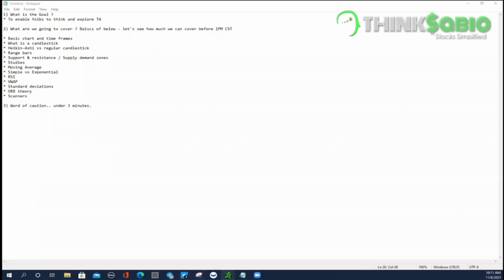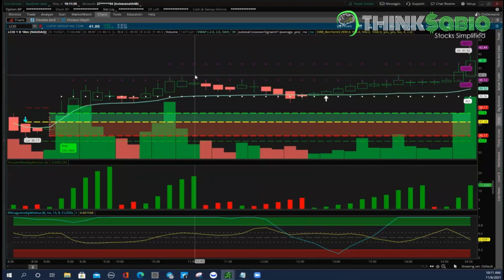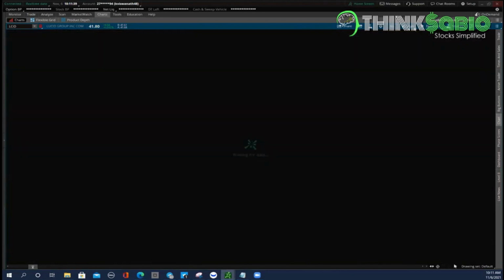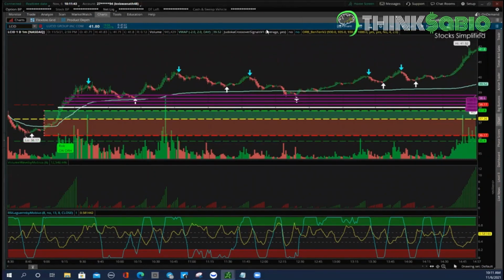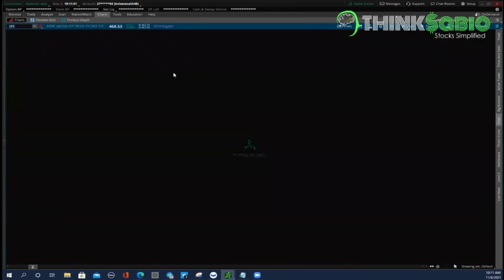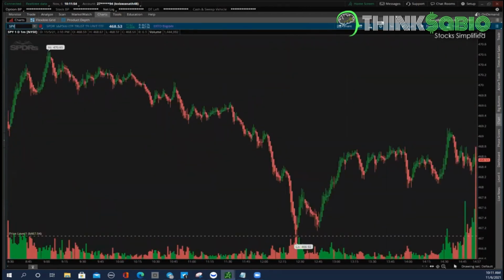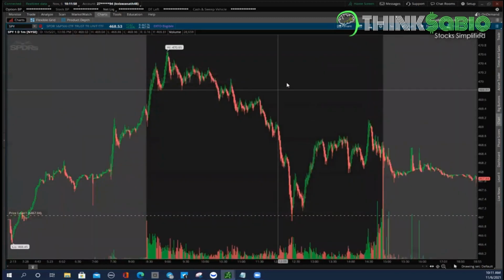So let's get started. I'm going to share my screen here with thinkorswim, and I'm going to go back and clear up every single thing that I have, and then I'm going to make it plain and simple. Let's not look at Lucid. Let's look at SPY. I'm just setting up things, so don't worry. I'm not doing anything out of the normal.